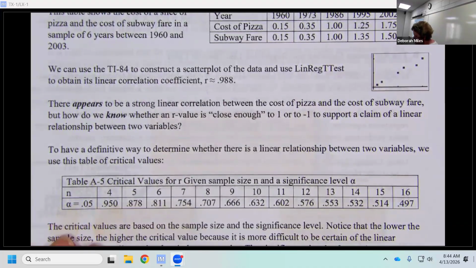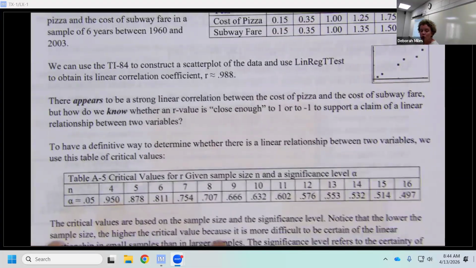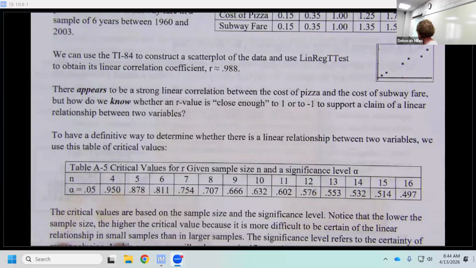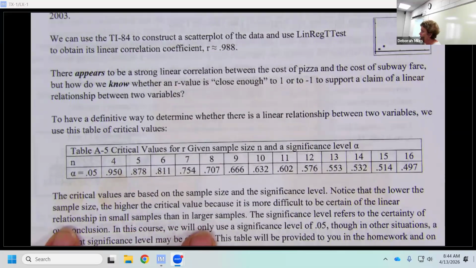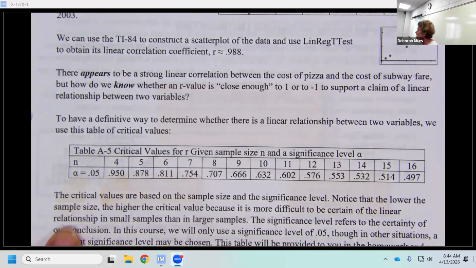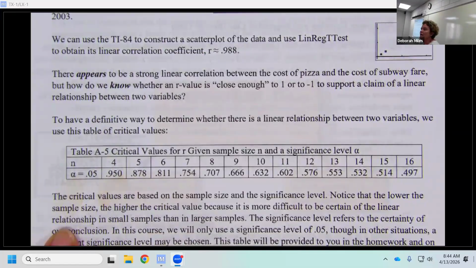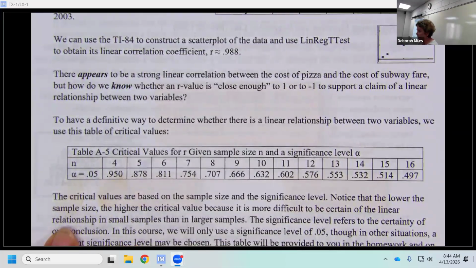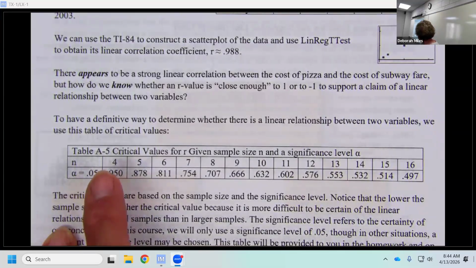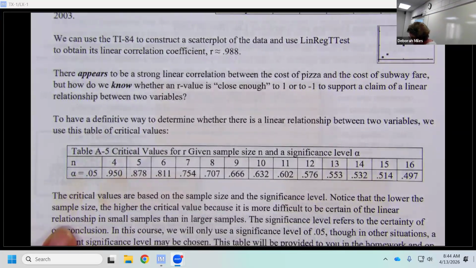The critical values are based on sample size and significance level. The lower the sample size, the higher the critical value, because it's more difficult to be certain of a linear relationship in small samples than in large samples. If you have 100 data points, you're going to be able to look at that scatter plot and go, yeah, there looks like there's a pretty strong linear relation, or no, it doesn't. But if you have just a sample size of 5, it's harder to say with certainty whether or not there is a linear correlation. So the smaller the sample size, the larger critical value you have to have.